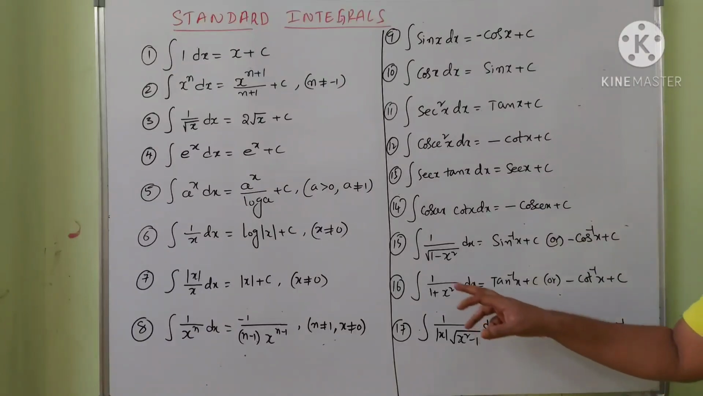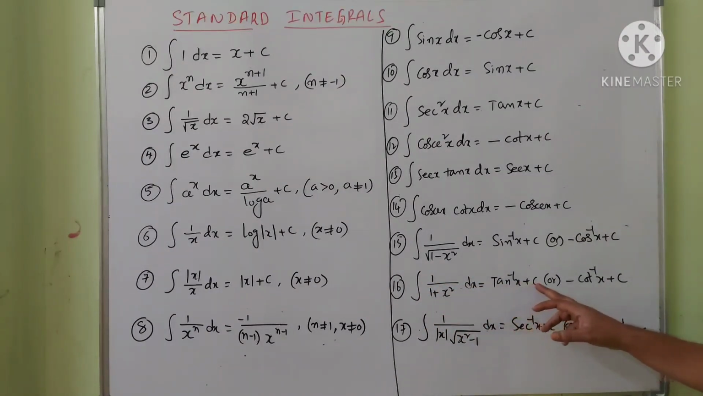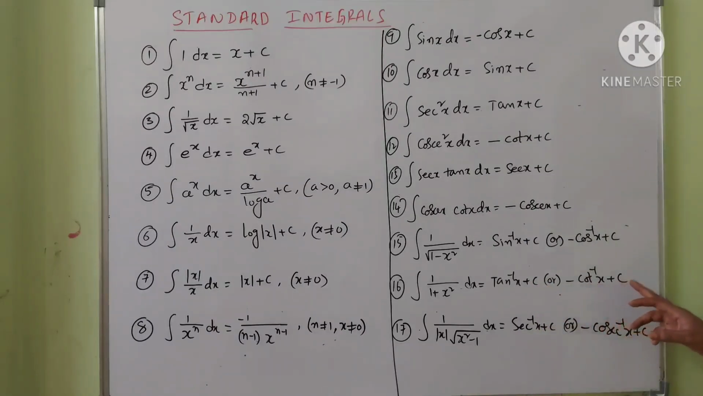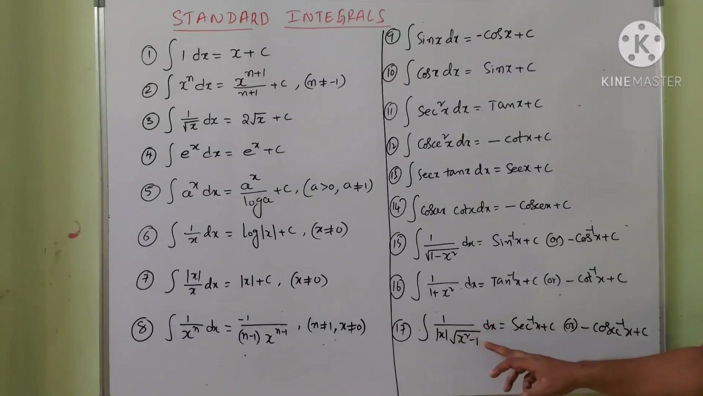Now integral of 1 by 1 plus x square dx is equal to tan inverse x plus c or minus cot inverse x plus c. Now integral of 1 by mod x into root x square minus 1 dx equal to secant inverse x plus c or minus cosecant inverse x plus c.